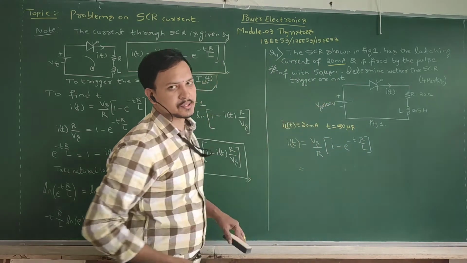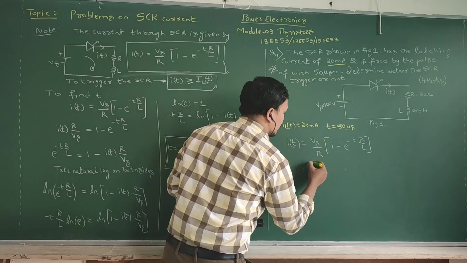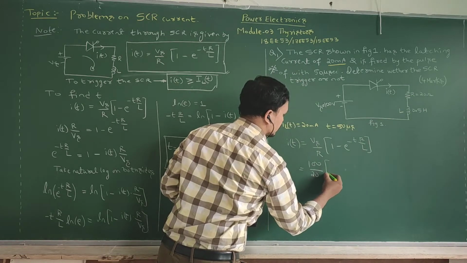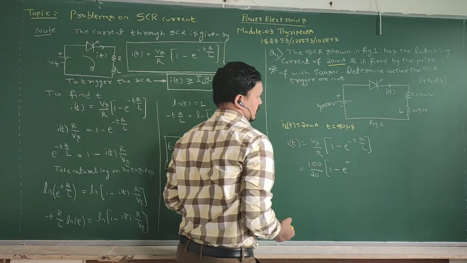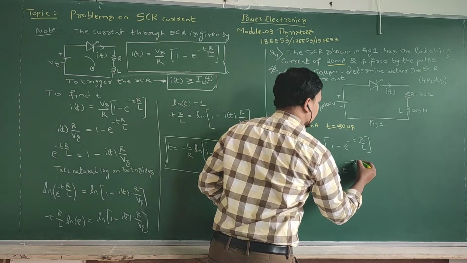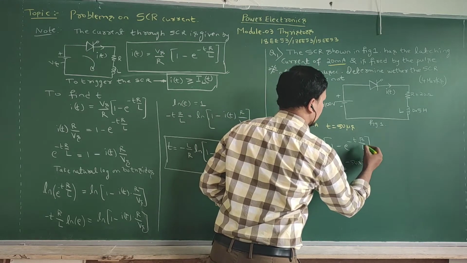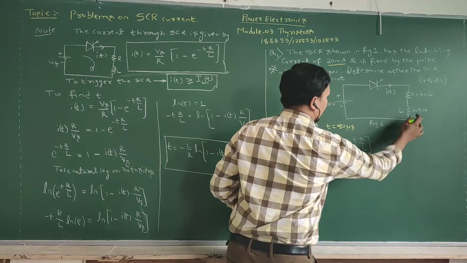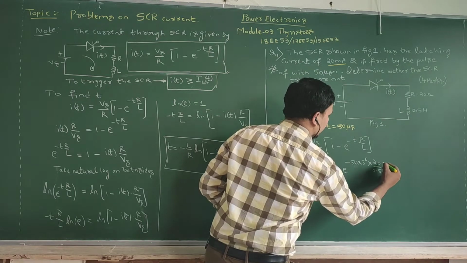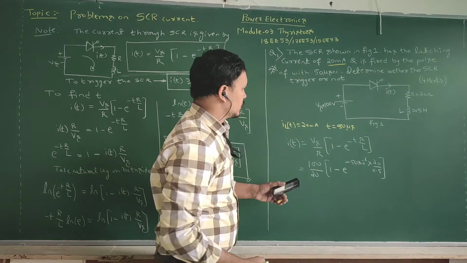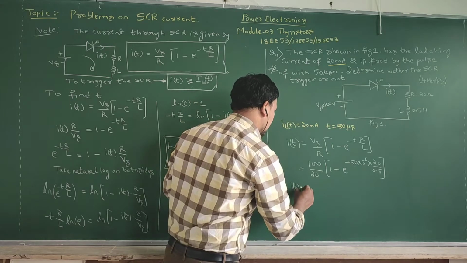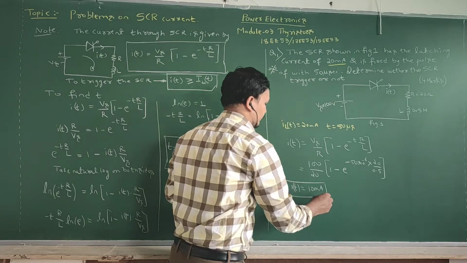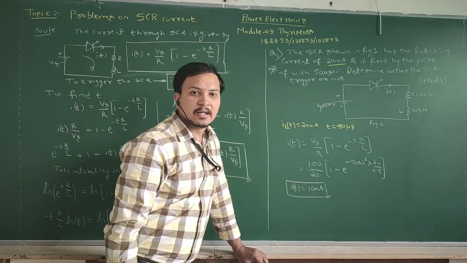Enter all the values given in the problem. Vs is 100 volts, resistance is 20 ohms, within the bracket 1 minus e to the power of minus, the time is 50 microseconds, so 50 into 10 power minus 6, into R by L, that is 20 ohms divided by L, which is 0.5 Henry. Using a calculator, you get I of t equal to 10 milliampere.